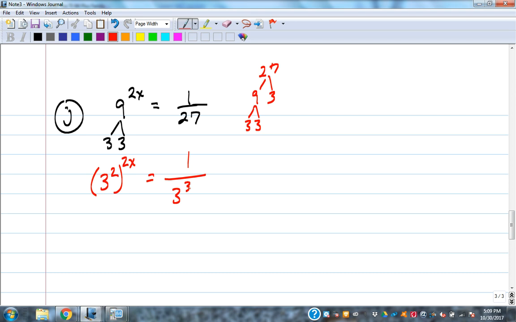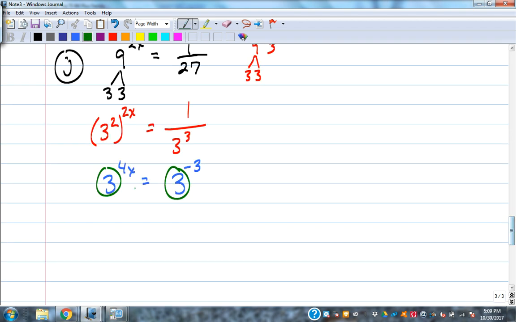But what exponent rule allows me to move that from the bottom up to the top? So that it's 3 to the 4x equals 3 to the negative 3. Change the sign, and you can move it from the bottom to the top. So now we've got the bases the same, and it's a pretty easy problem.